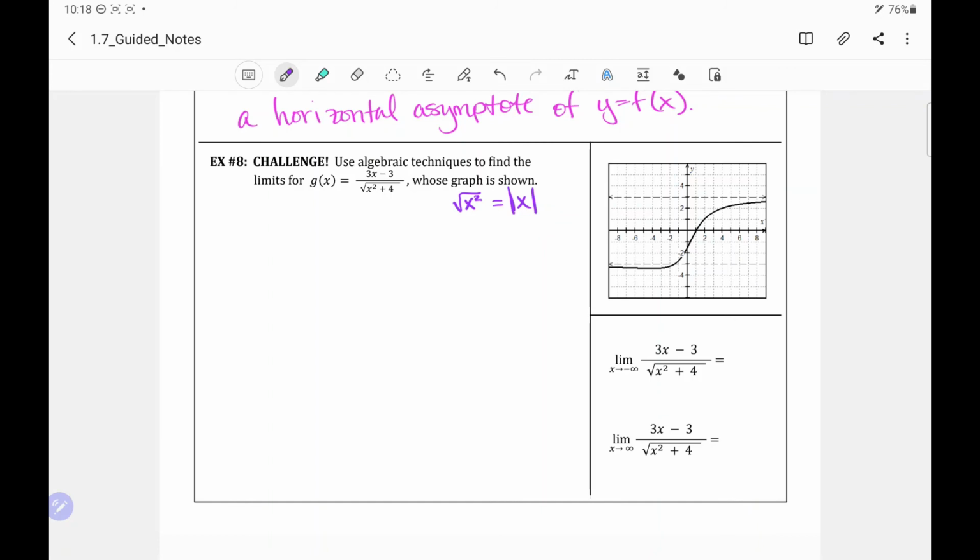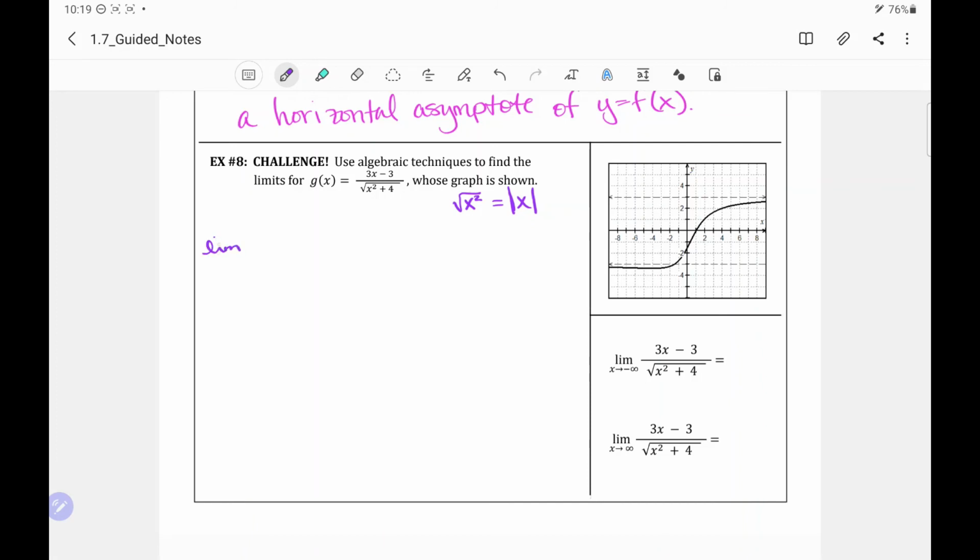So we already said that the square root of x squared equals the absolute value of x. Now you might be wondering, but what about the 4? Well, we do know that adding 4 to x squared isn't going to make a significant difference as we're approaching infinity, right? The larger the values of x get, the 4 doesn't become that important. But we can still work out this problem, right?